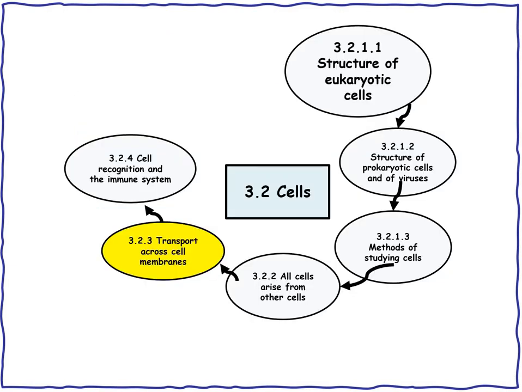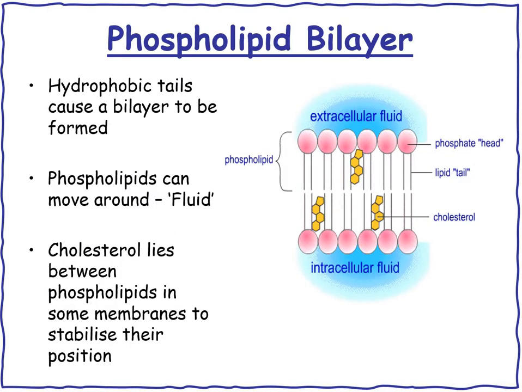So this is part of 3.2.3, the cells topic of lower 6th AQA, transport across cell membranes. First of all, you probably know that the membrane is made up of a phospholipid bilayer, and the phospholipid bilayer has hydrophobic fatty acid tails which face away from water, and these phospholipids can move relative to each other, so they can swap places with each other, which is why it's known as a fluid model.